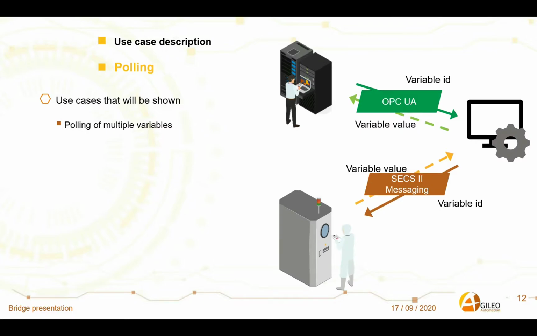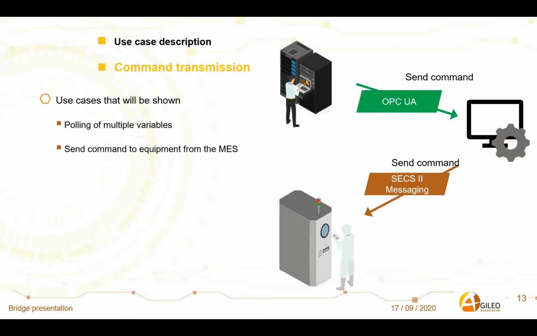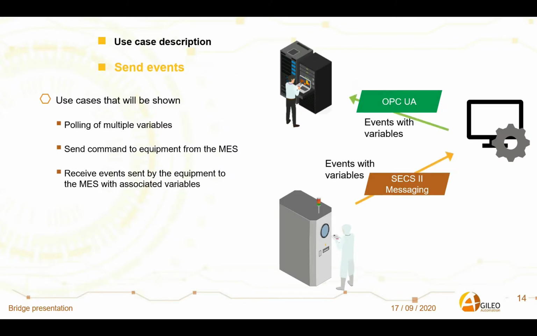In the following demonstration, the following use cases have been analyzed. First, polling of multiple variables. The IDs of the variables that should be read are sent to the bridge that will transfer the request. The values are then returned. Second, sending commands to the equipment from the MES. In the semiconductor domain, these are called remote commands. Finally, sending event notifications with contextual variables to the host. This use case is a little trickier in the semiconductor industry and others.